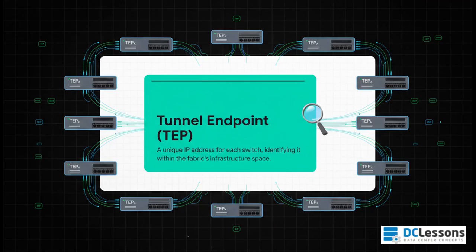To understand how data moves, you first have to know about something called a tunnel endpoint, or TEP. The best way to think about a TEP is like a private IP address for each and every switch. It's not an address the outside world can see. It's just for the switches to talk to each other. This creates a sort of secret internal network that forms the very foundation of the ACI fabric.